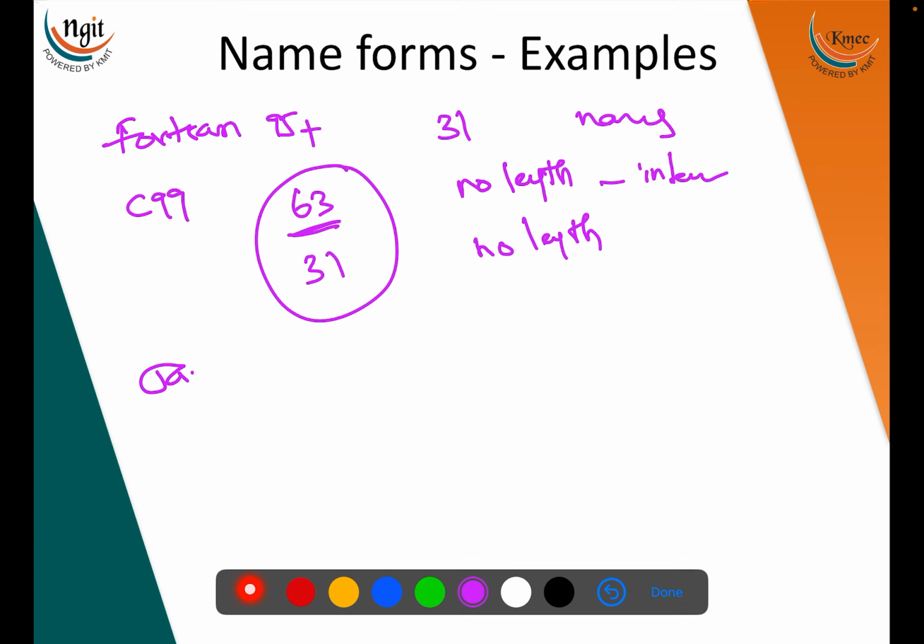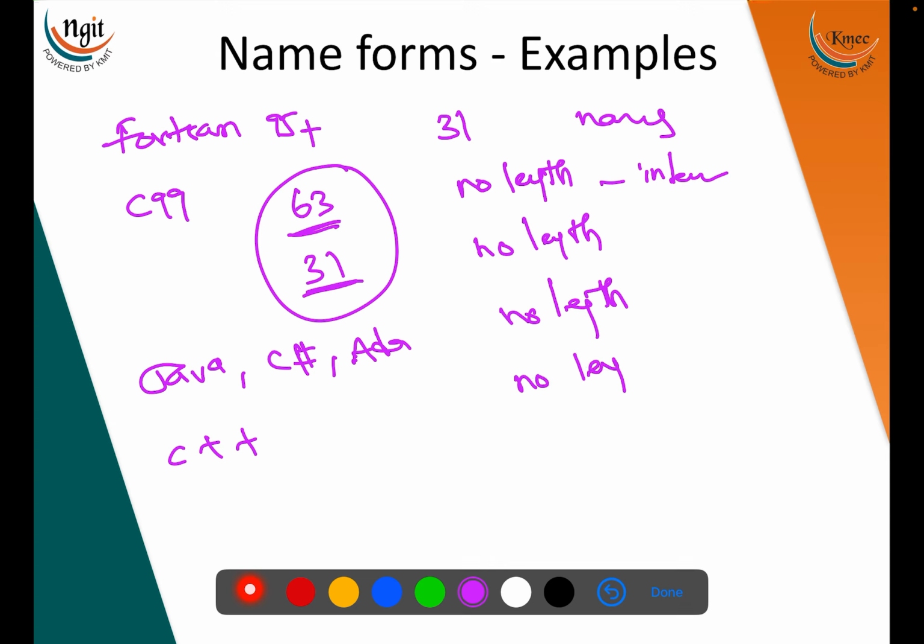And names in Java, C#, and Ada have no length limit. All the characters in them are significant. There is no rule like what is there in C. And C++ does not specify any length limit. So C++ also has no length limit, no significance limit.